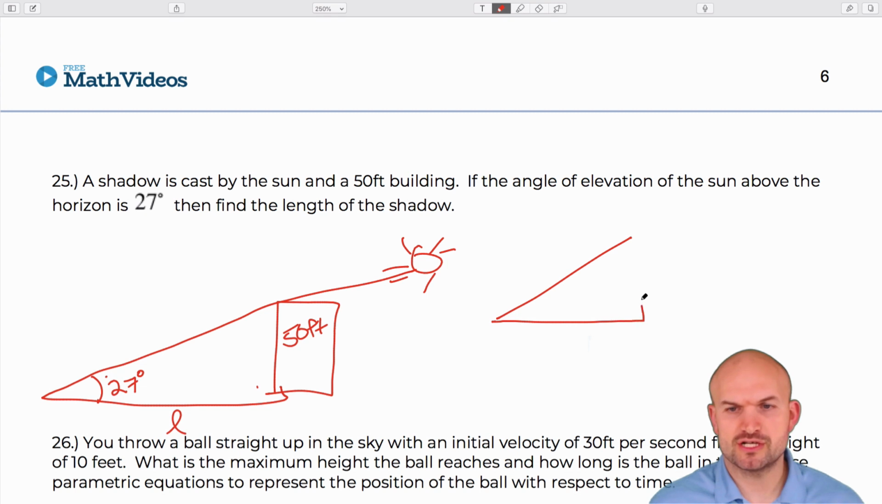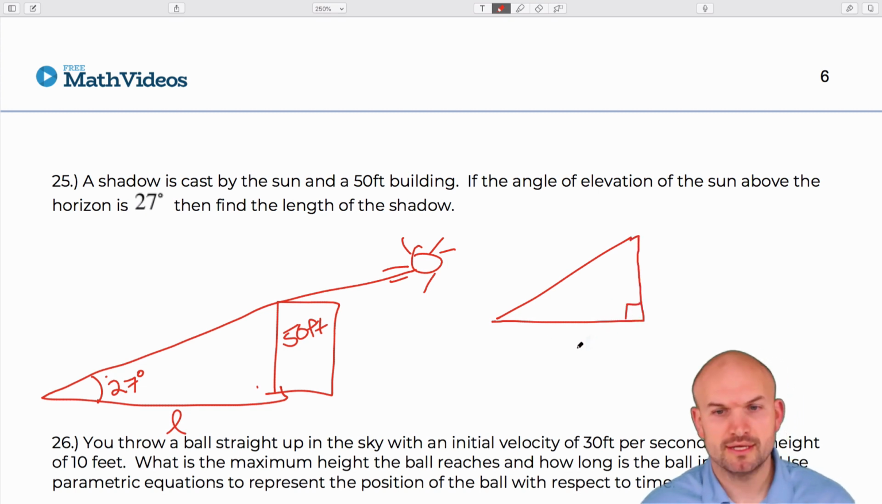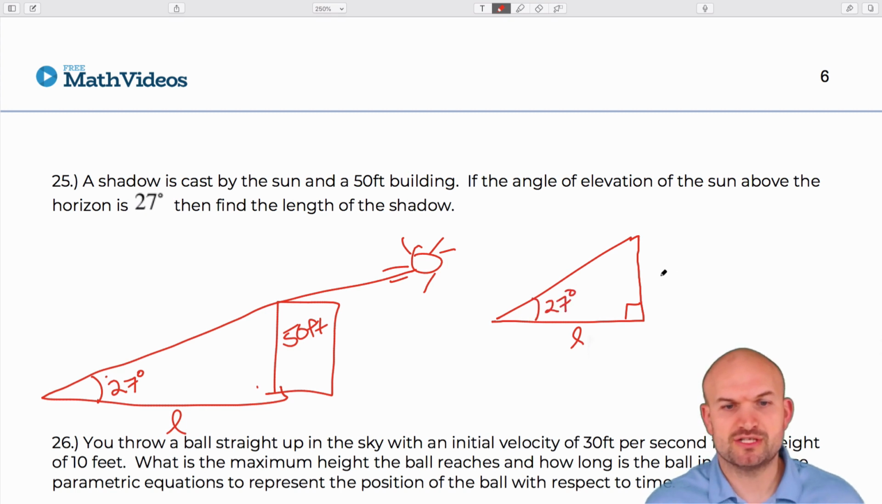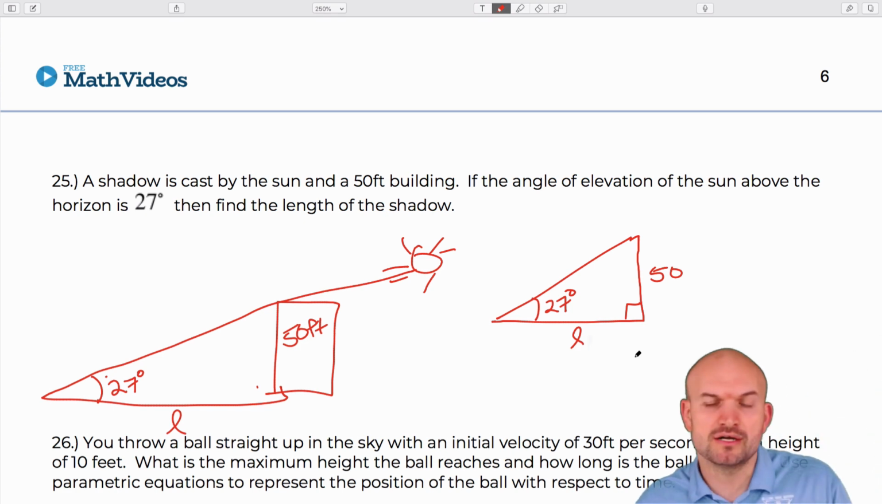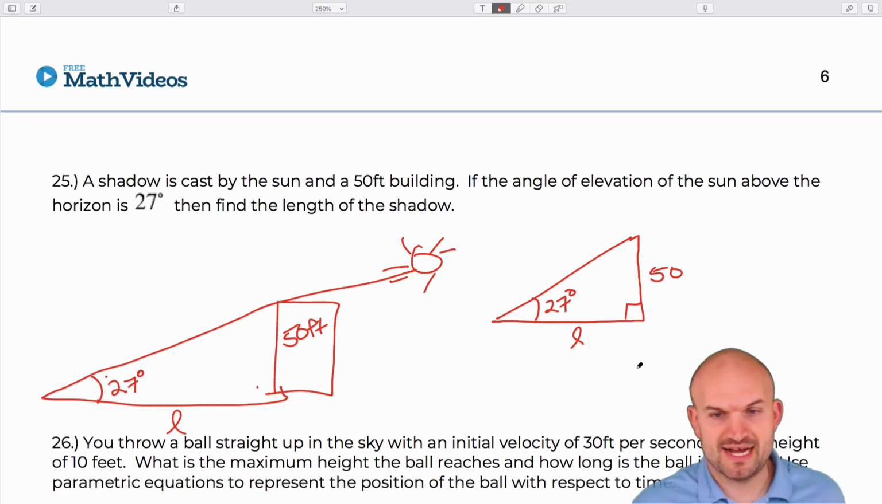Let's redraw a triangle here. We can assume that's going to be a right angle. We're looking for the length of the shadow, right? We measure the length of the shadow as a horizontal distance, and therefore that'd be 27 degrees, and this is going to be 50. So now again, we can use our right triangle trigonometry to find L.